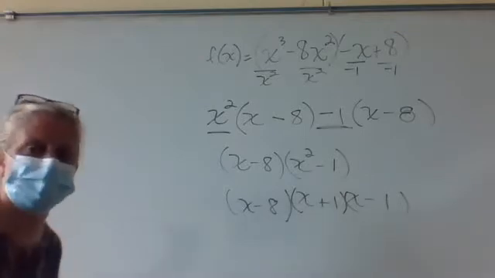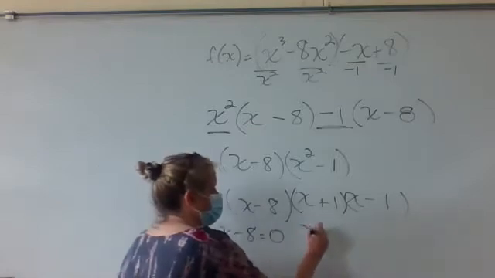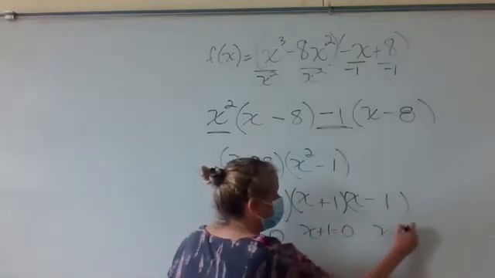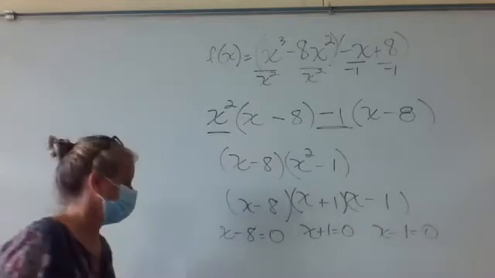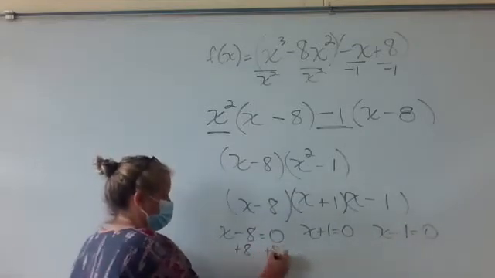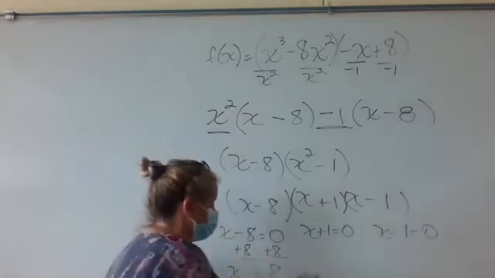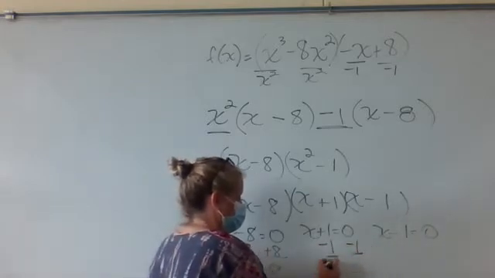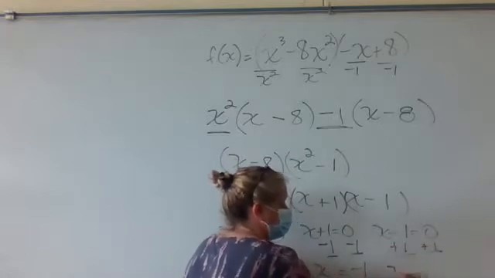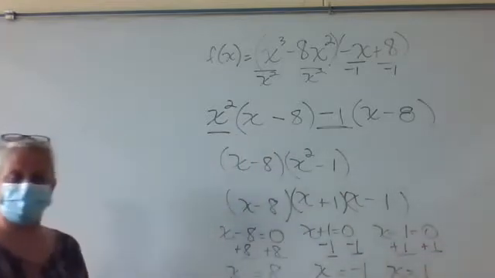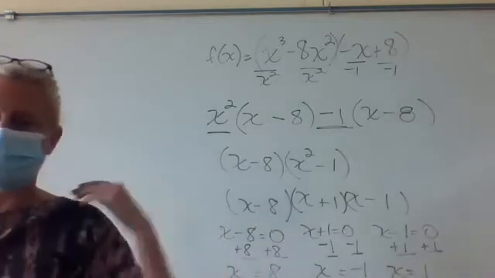Set them equal to 0 and solve them for x. So x minus 8 equals 0, x plus 1 equals 0, and x minus 1 equals 0. And solve them for x. So add the 8s here. So x equals 8. Subtract 1s here. So x equals negative 1, and add the 1s here. So x equals positive 1. So there's your 3 zeros. 8, negative 1, and positive 1.